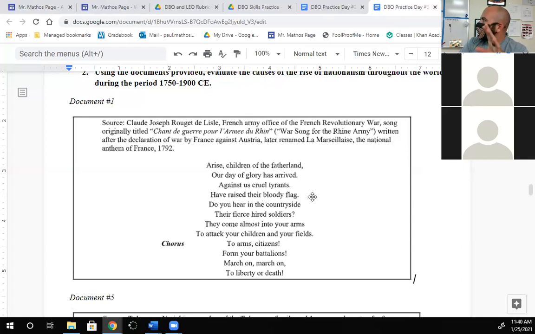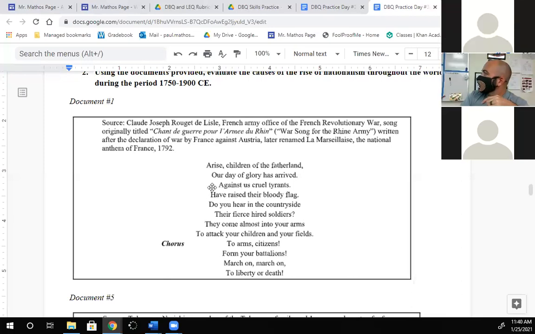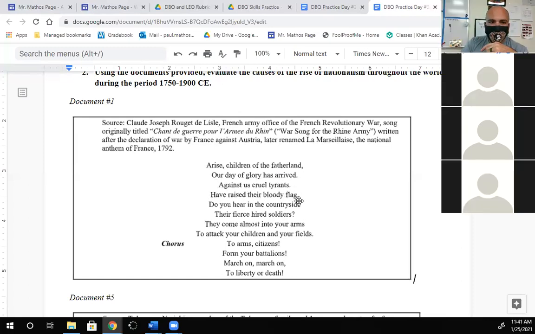Is there anything in particular in this document that you could say shows they're definitely struggling against somebody else? Anything in there that you guys can see? Waiting for hands either here or online. Go ahead, Kai. "Against us cruel tyrants, they've raised their bloody flag, to attack your children and your fields." Oh yeah, so somebody's definitely coming to attack your children and fields. I see you in there too. So this is almost like an us versus them sort of thing. All right, that's pretty straightforward.